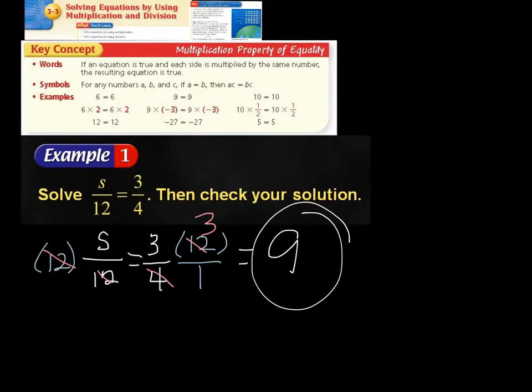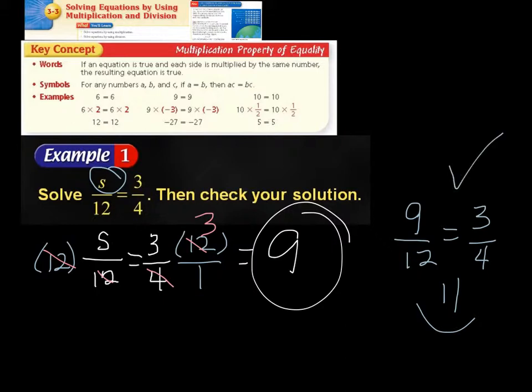And then it reminds us to check our solution, which is always a good idea. So if I substitute 9 back in where s was, so 9 over 12, and reduce by 3, I do get 3/4. So my check step worked, and 9 is the correct solution.